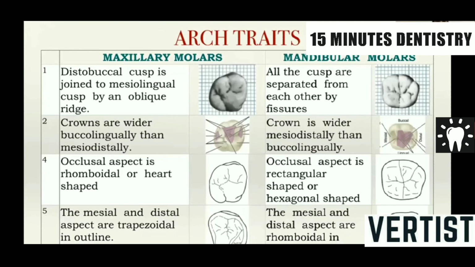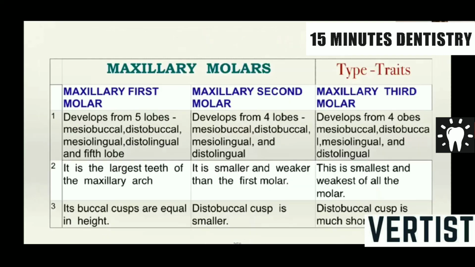Apart from this, the distobuccal cusp is joined to the mesiolingual cusp by the oblique ridge in the maxillary molars, where all the cusps are separated. As you can see in the picture, they are all separated from each other by fissures. The crowns are wider buccolingually than mesiodistally, whereas in mandibular molars they are wider mesiodistally than buccolingually. The occlusal aspect is rhomboid or heart-shaped, whereas it is hexagonal or rectangular in the mandibular teeth. The mesial and distal outlines are trapezoidal in maxillary, and rhomboid in the mandibular teeth.